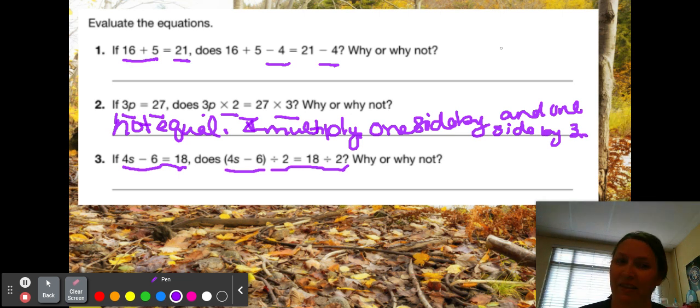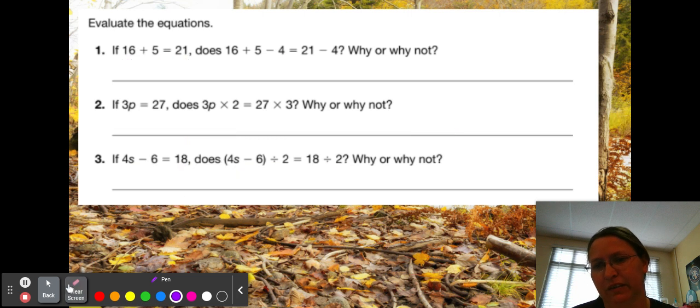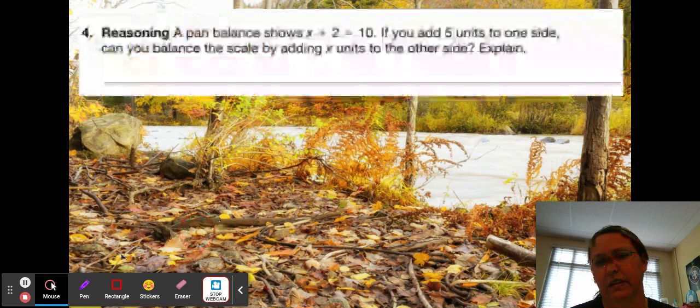Oh, there go my glasses. Let's see what's next. Let me clear the screen and change the screen.